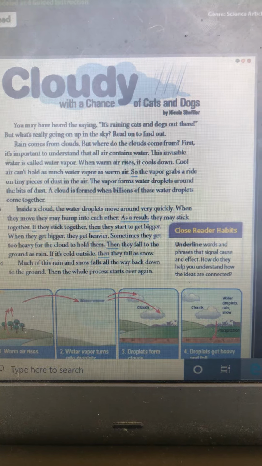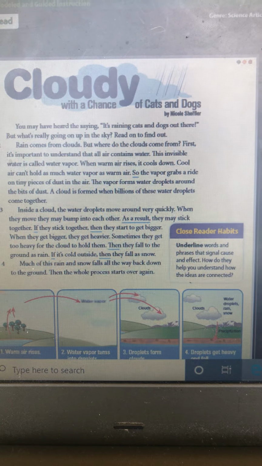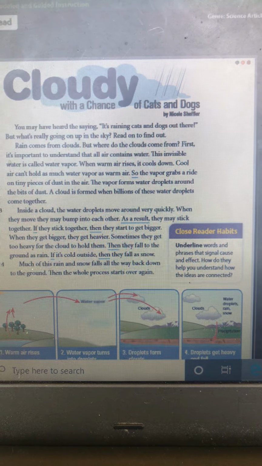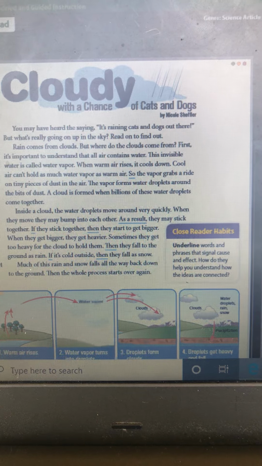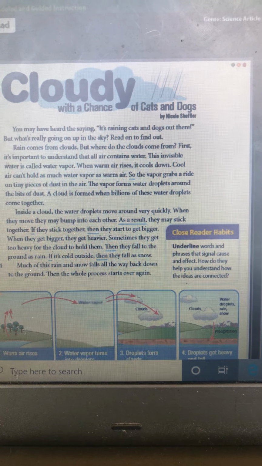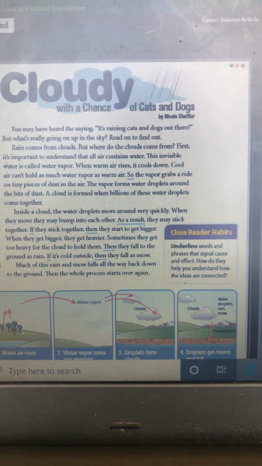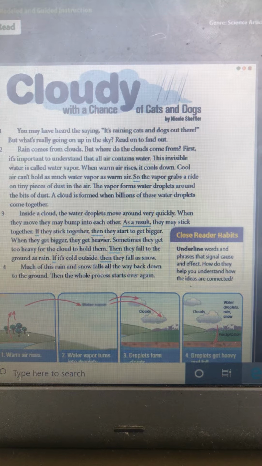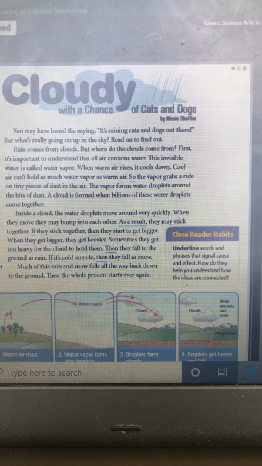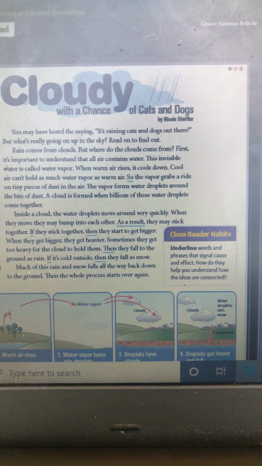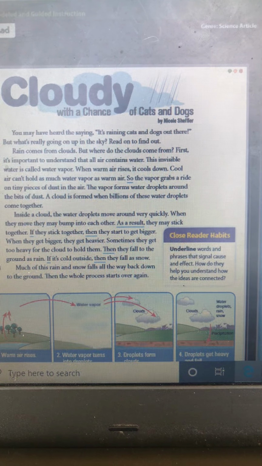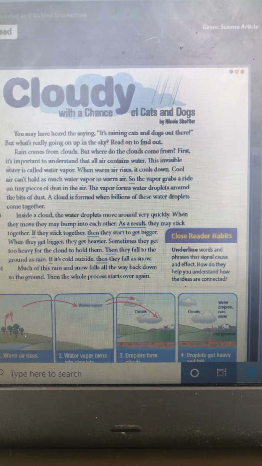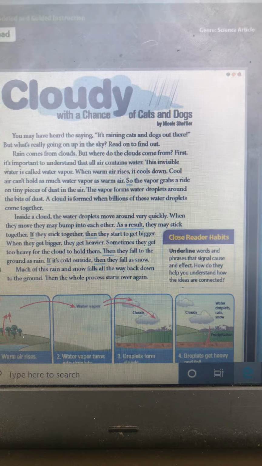When warm air rises, it cools down. Cool air can't hold as much water vapor as warm air. So, and it's underlined there because so is a signal word, the vapor grabs a ride on tiny pieces of dust in the air. The vapor forms water droplets around the bits of dust. A cloud is formed when billions of these water droplets come together.